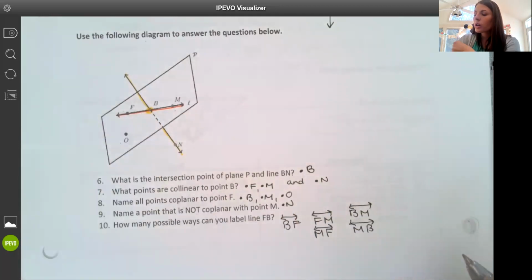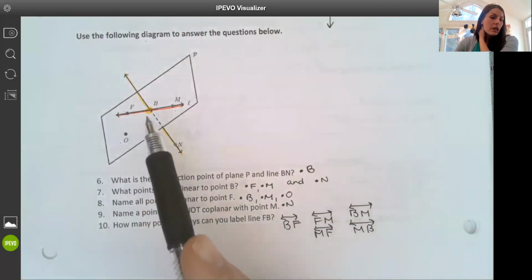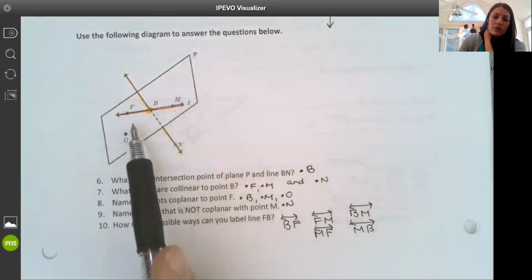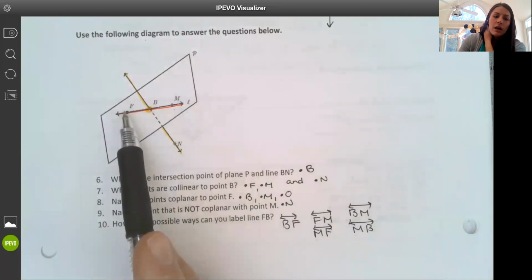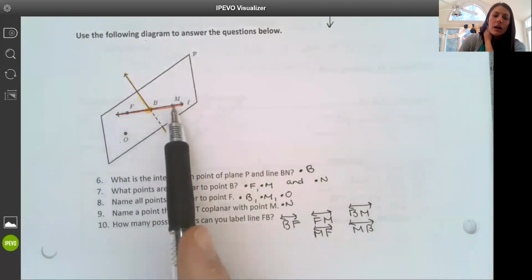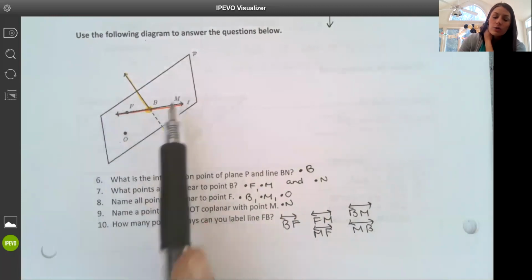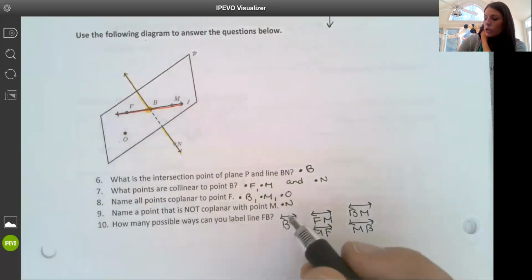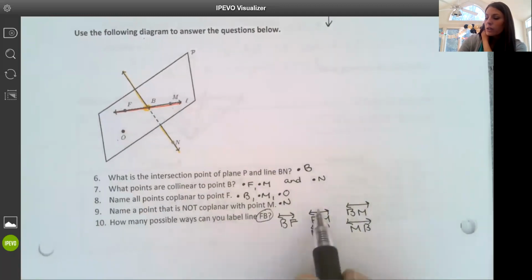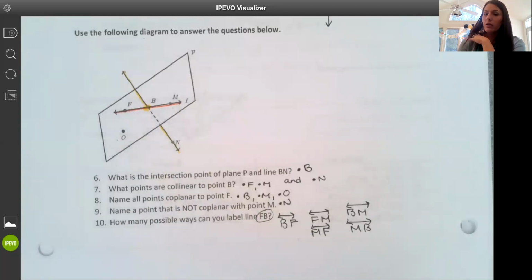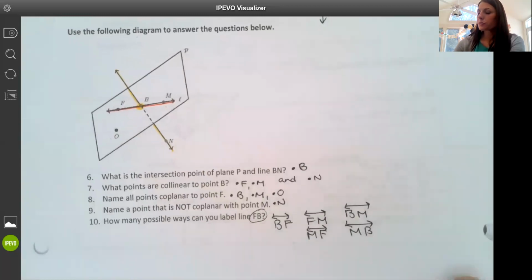So just to jog your memory there, we only use 2 points on this line. So I can go F to B, B to F, F to M, or M to F, B to M, or M to B, but I never use all 3 points to label that line. So including this as one, there's 6 ways that I can label this line. But again, I can only use 2 points. We never use 3, just as a reminder there.